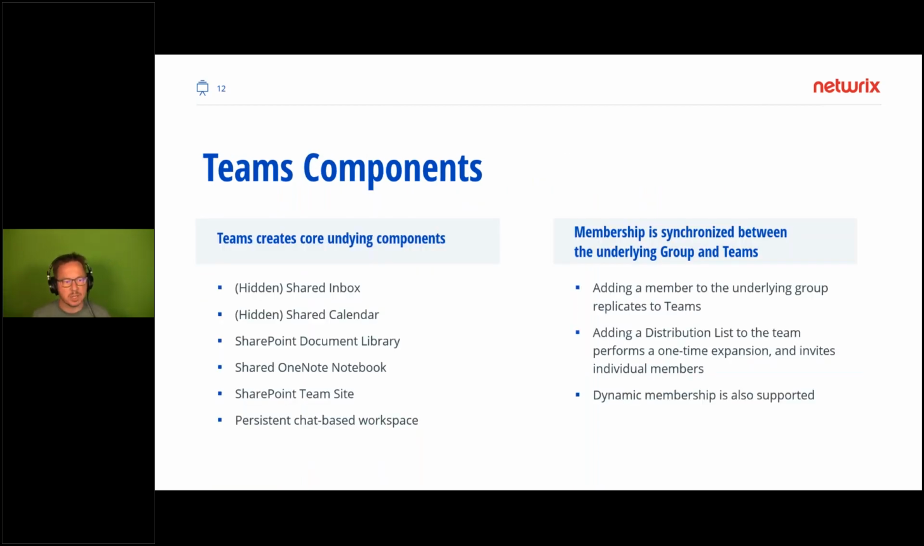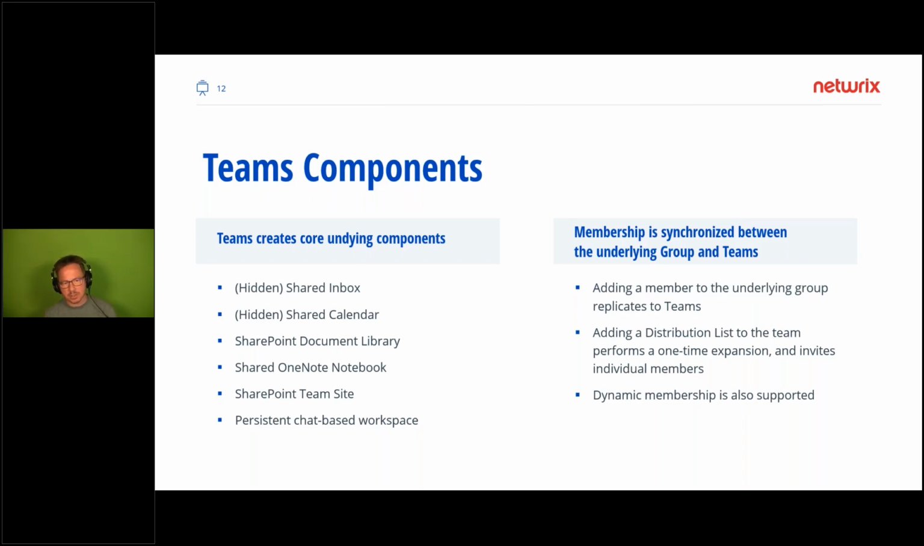So when we think of the Teams components, what do we get? Well, Teams creates underlying components. So you get a hidden shared inbox, a hidden shared calendar, you get the shared document library, the OneNote notebook, and you also get the SharePoint team site, and then the persistent chat-based workspace. All of the membership for that and security controls are mapped to that Azure Active Directory group.